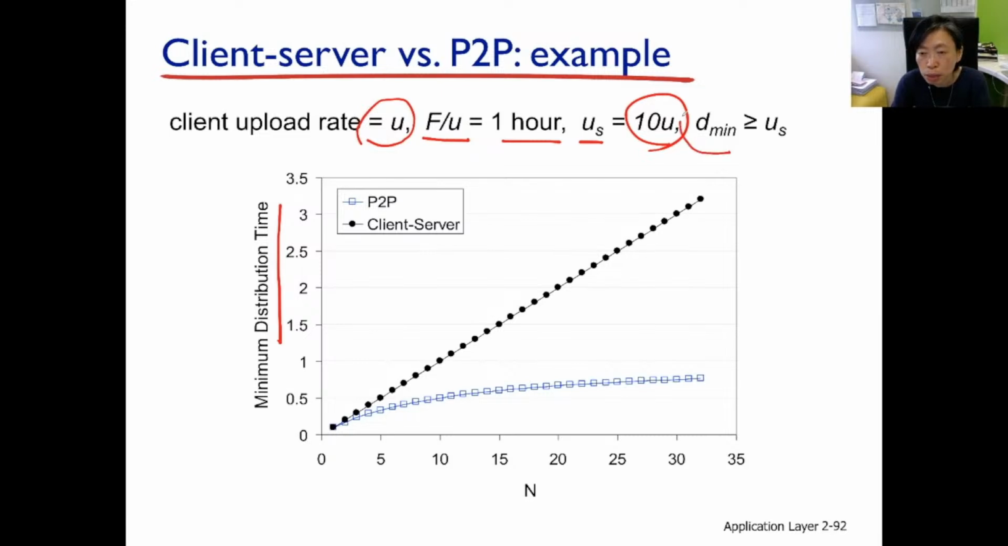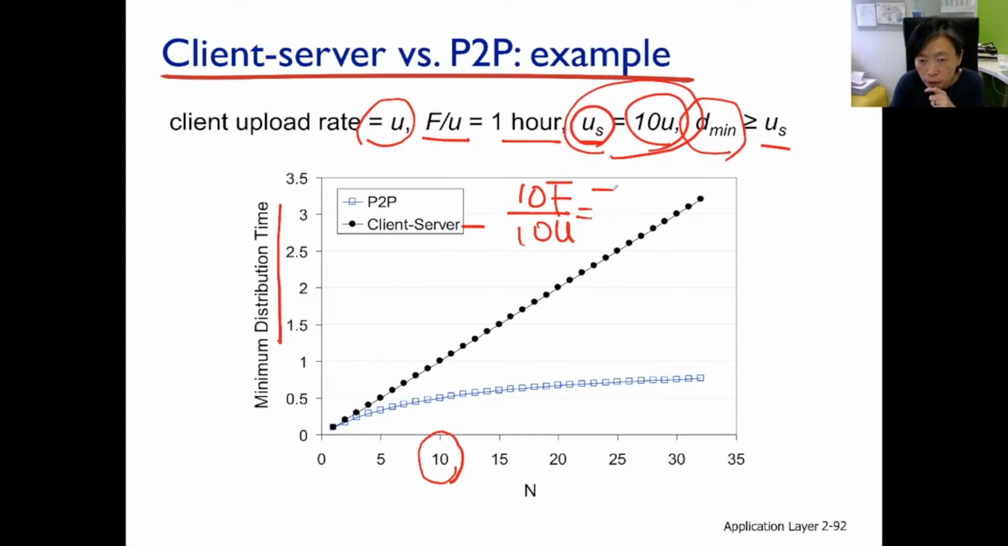And let's assume the downlink capacity of all the clients is just so large, much higher than the server uplink rate. Right? So the bottleneck is actually here, the user uplink. Right? Now, let's assume that there are 10 users. Okay? In client-server mode, what is the distribution time? So let's see. 10 users, 10 copies of the file, and the uplink capacity of the server is 10u. Therefore, F over u. And this is 1 hour. So in this case, the distribution time is 1 hour.